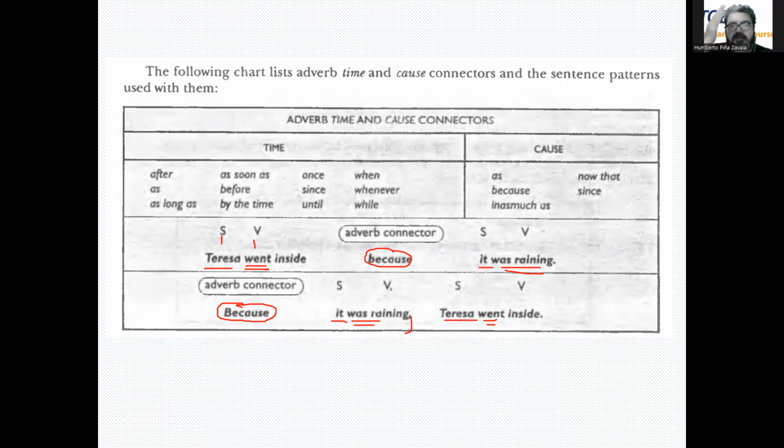Remember, we need a subject and a verb, subject, verb, for each sentence. They have to be connected with an adverb connector. The adverb connector can be in the middle or at the beginning. The difference is that if it's at the beginning, there is a comma in the middle. If it is in the middle, there's no need for a comma.